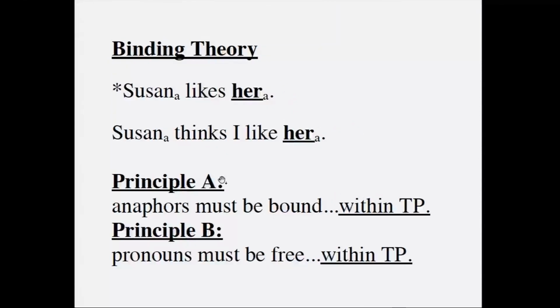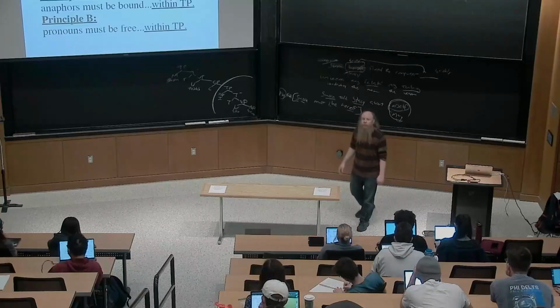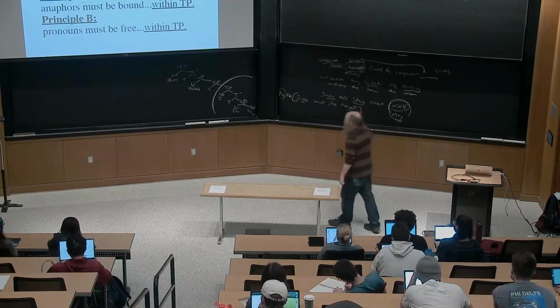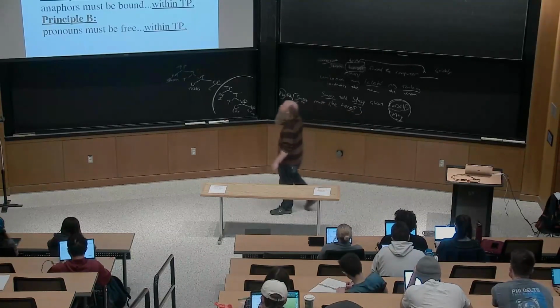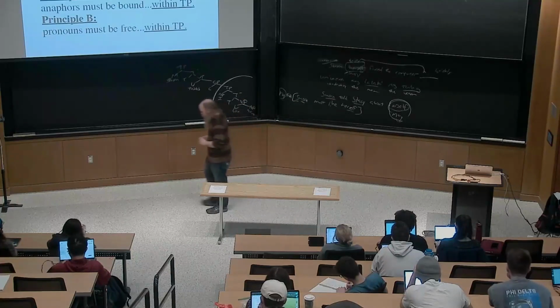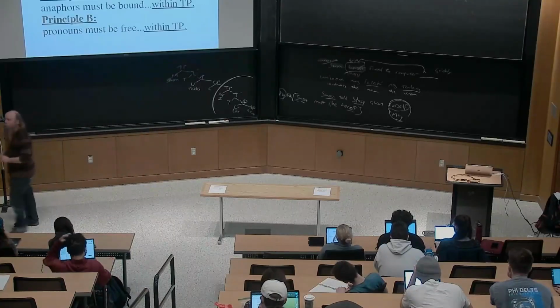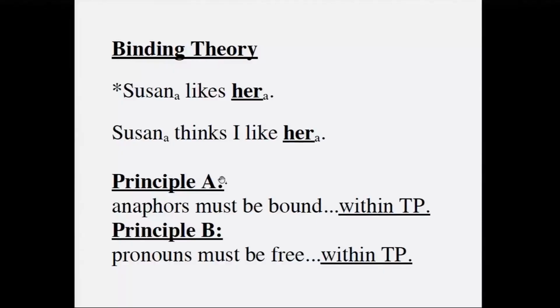And then principle B, where B stands for the principle that comes after principle A, says pronouns must be free within TP. So just as we saw before that pronouns and anaphors are so far in complementary distribution for a given reading, you can say Susan likes herself, and that means that you can't say Susan likes her and mean the same thing that you mean with Susan likes herself.